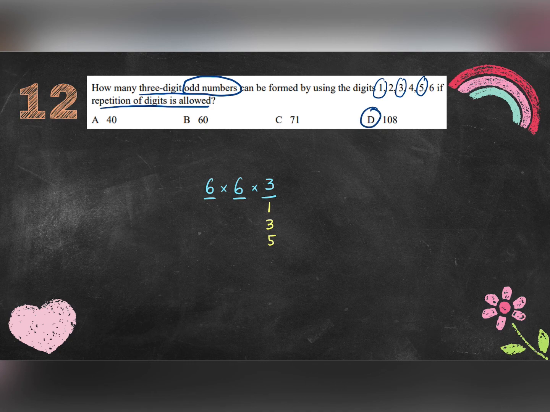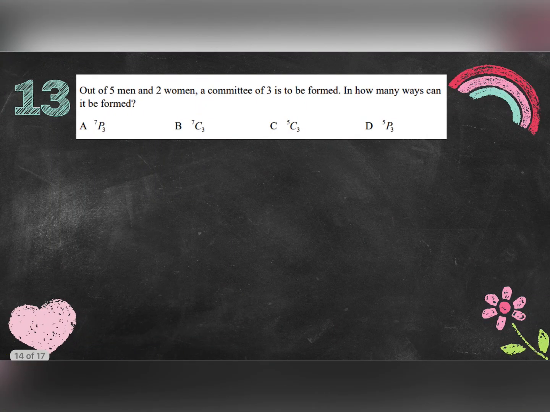Okay. Now question number 13. Out of 5 men and 2 women, a committee of 3 is to be formed. In how many ways can it be formed? Dia tak ada spesifik apa-apa pun. So the total orang yang kita akan pilih adalah 7. Kita nak choose 3. So 7C3. So the answer is inilah 7C3. Okay. Tak ada final answer pula kat situ. Dia bagi jalan kerja. Okay. Next.